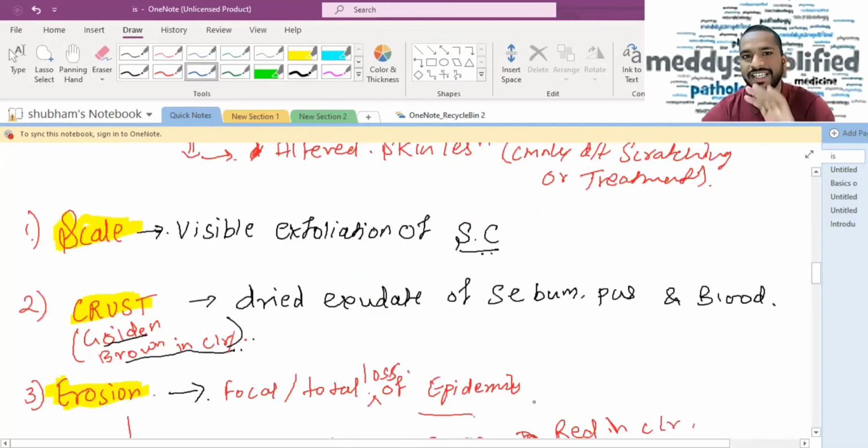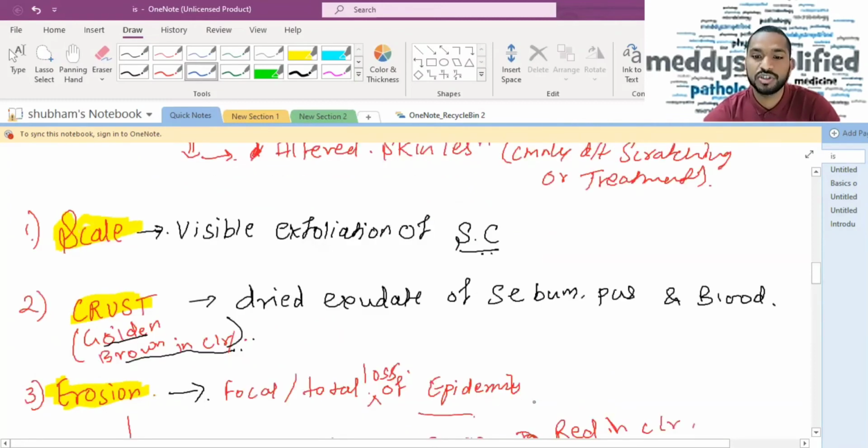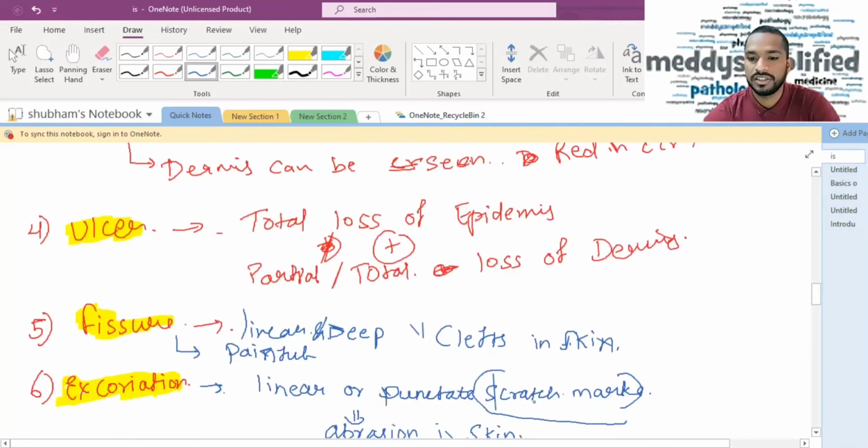First we talked about scale. Scale is visible exfoliation of stratum corneum. Then crust, which is golden brown in color. It is dried exudate of sebum, blood or pus. Then erosion, it is total or partial loss of the epidermis. And into the erosion, we can see the dermis, which is red in color. The crust was golden brown in color. Then ulcer is total loss of epidermis. Then fissure is linear and deep clefts in the skin, which is painful.